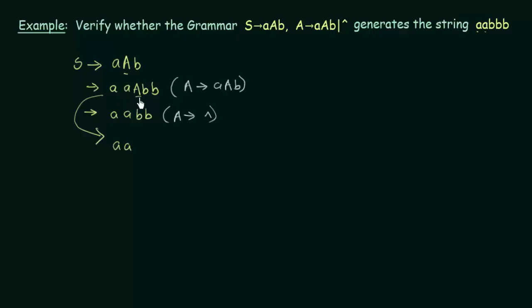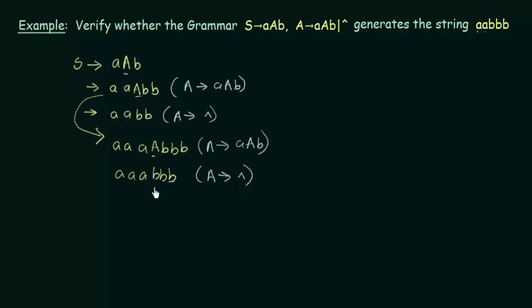These two a's come down as they are, and instead of A I will write aAB, and these two b's come down as they are, and this is using the production A gives aAB. Now I still have a variable remaining here which is A, and I need to get rid of that. So in order to get rid of that, I will use the production which says A gives the empty symbol. So it will be aaabbb. This is using the production which says A gives the empty symbol.